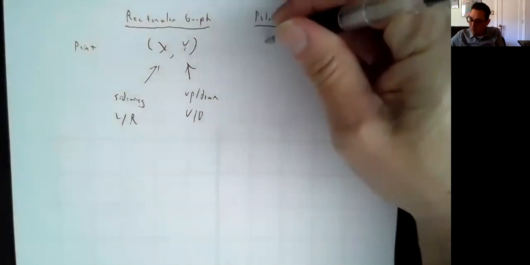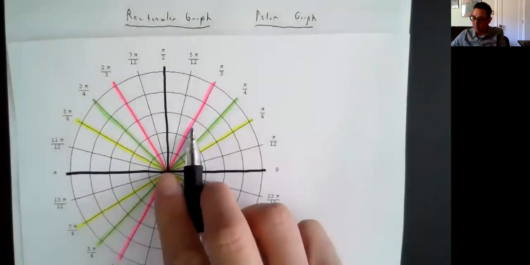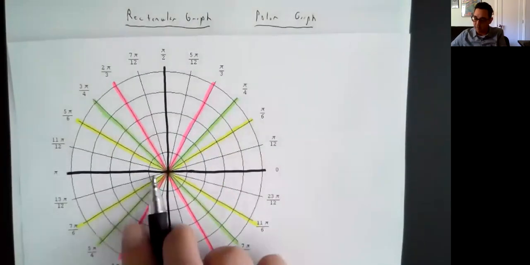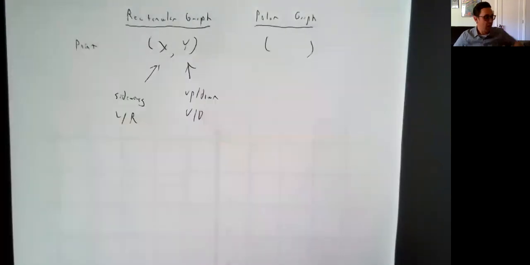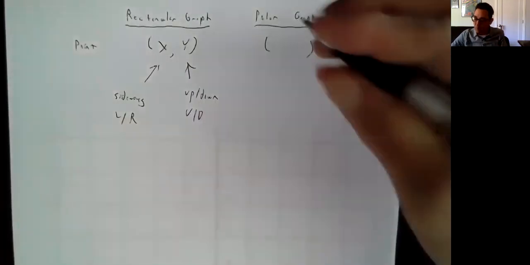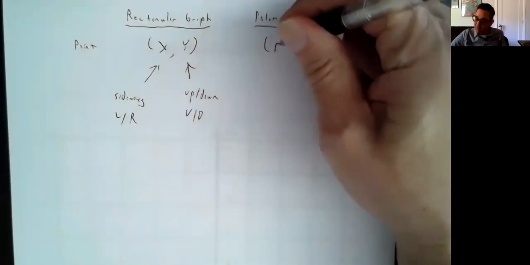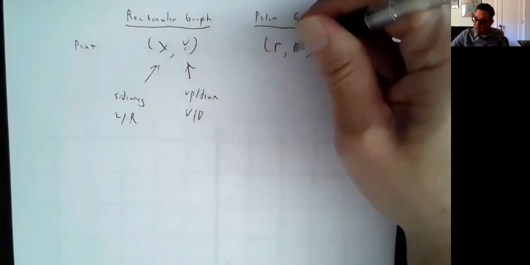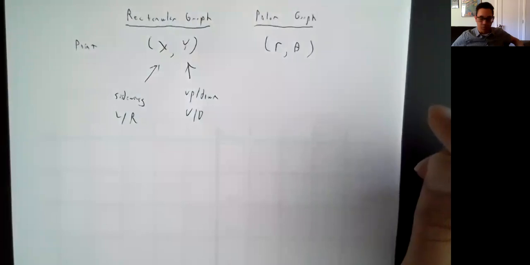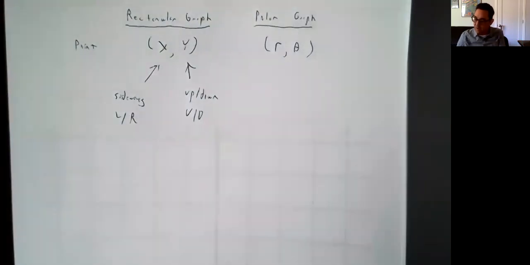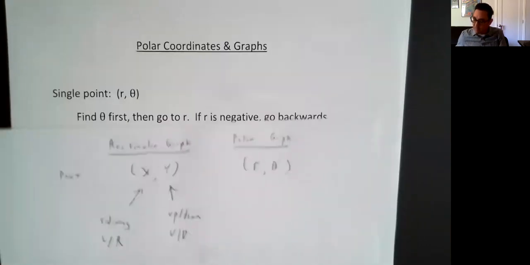Now on polar, you can also mark just a single point. Like you could just mark this point right here, or this point here, or this point here. Anywhere they cross, you can just mark a point. But there's no X and Y anymore. You're going to have two values, and the two values are going to be called R and theta. R and theta are going to be the two new terms we're going to use to describe them.